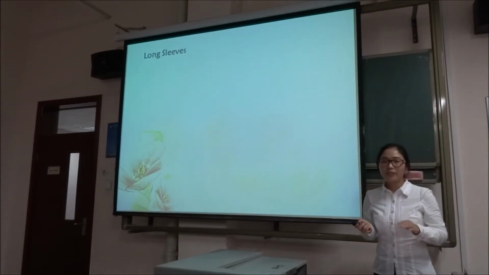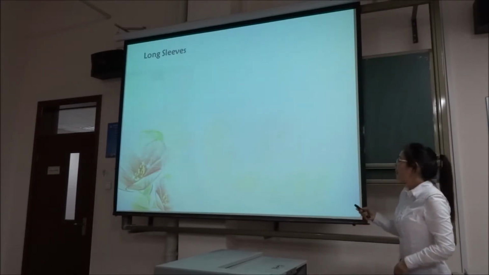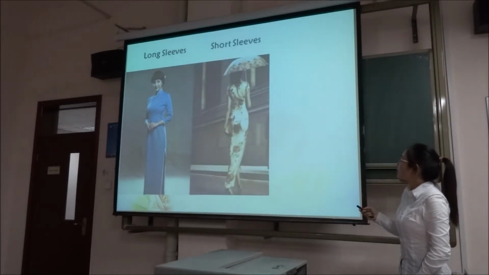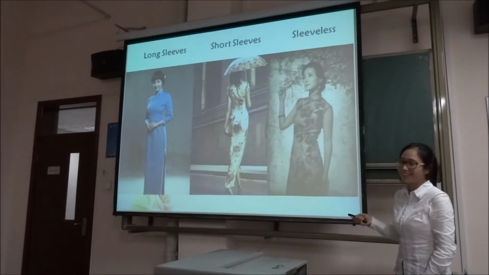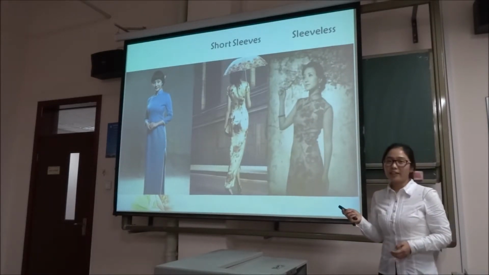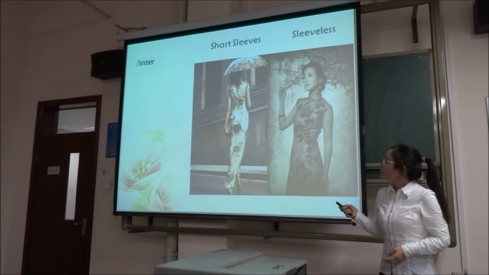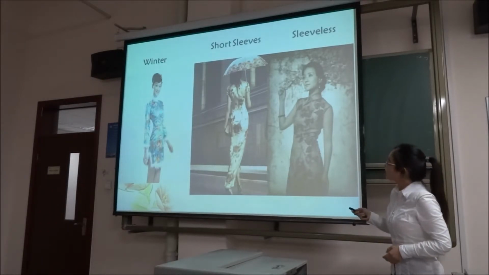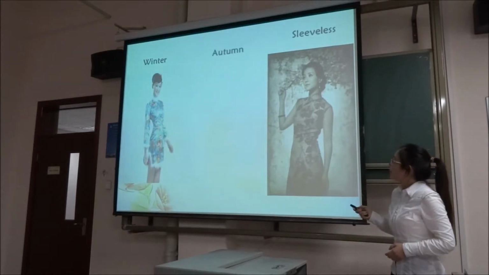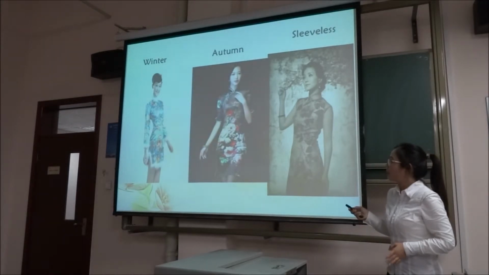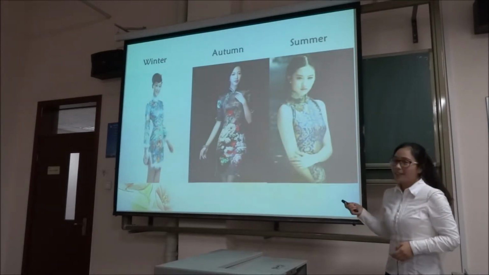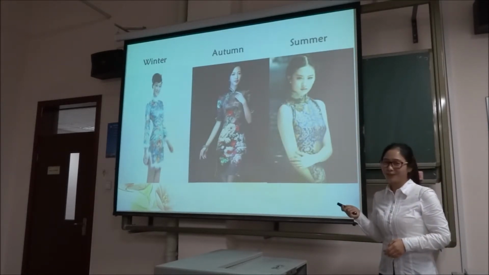We have three different sleeves. First is long sleeves. The second is short sleeves. The last one is sleeveless. And our Qipao suits any season. In winter, we thicken the Qipao and it can keep you warm. In autumn, we have half sleeves. In summer, it can make you nice and cool.